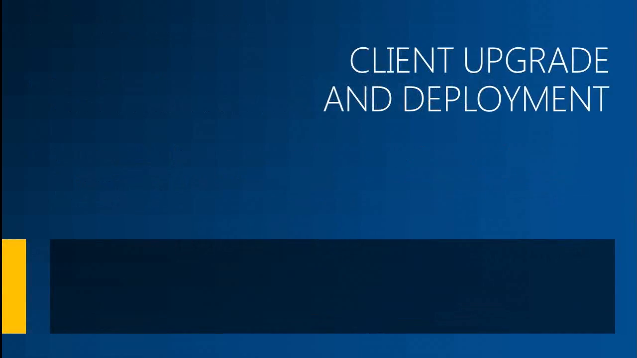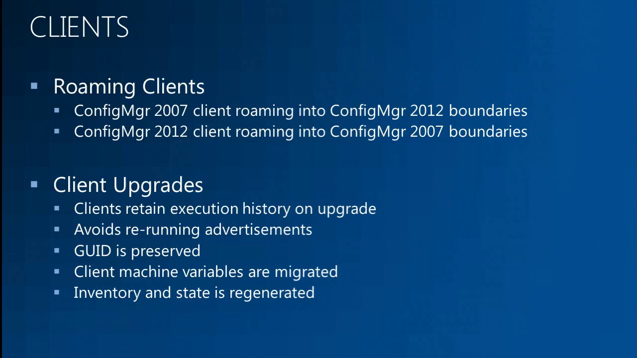So, client upgrade and deployment. Roaming clients, I get asked, well, I'm in the state of interop. How do 2007 clients work with 2012, and what does this look like? 2007 clients don't talk to 2012, and 2012 doesn't really talk to 2007. In terms of client upgrades, we retain the execution history on those upgrades, so that you don't rerun advertisements and deployments. It would be really bad if they ran that Office 2010 deployment again. So we retain that.